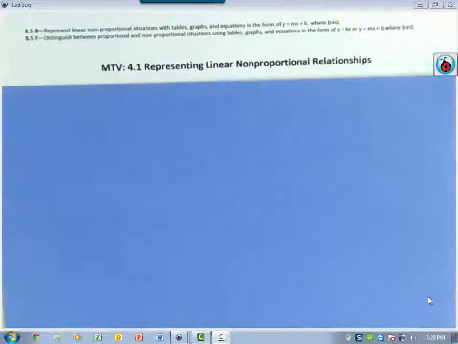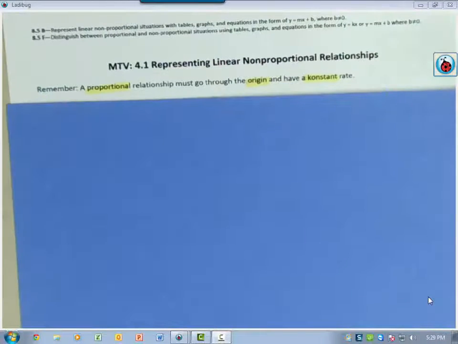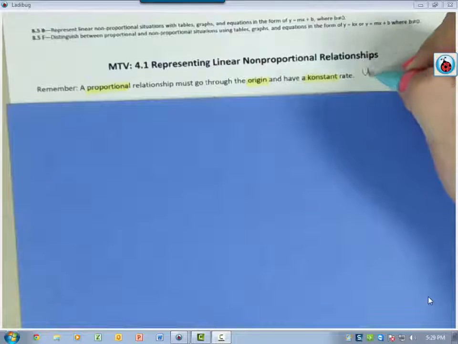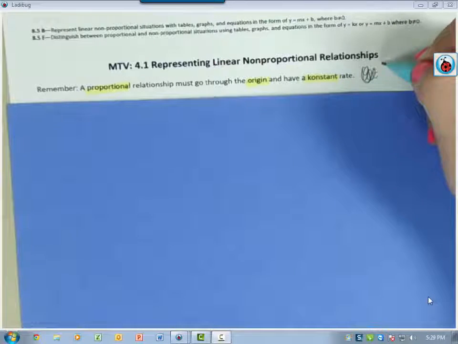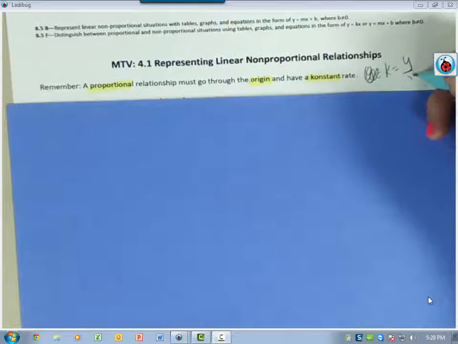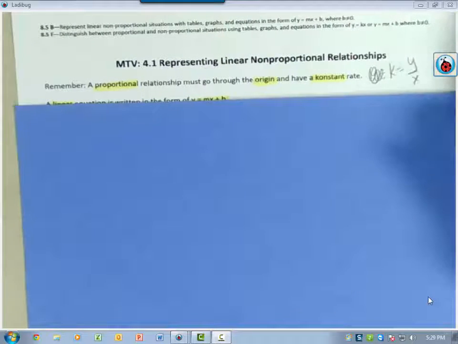So this first one. Remember, a proportional relationship has to do two things. It has to go through the origin, and it has to have a constant rate. Remember, constant with the k, so k is equal to y divided by x. That has to be the same for everything.